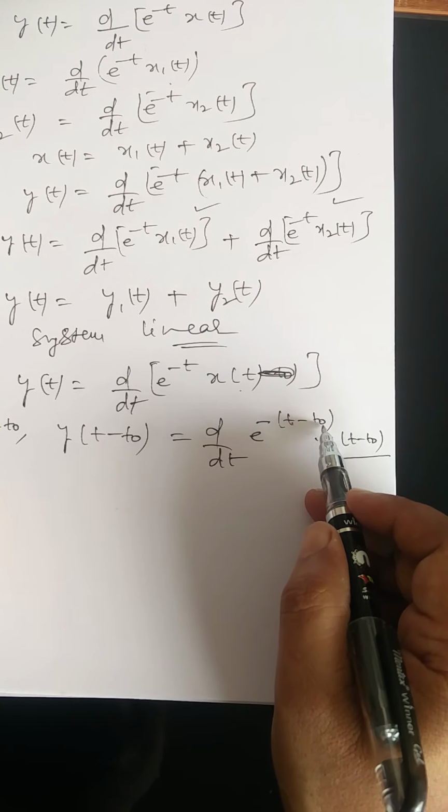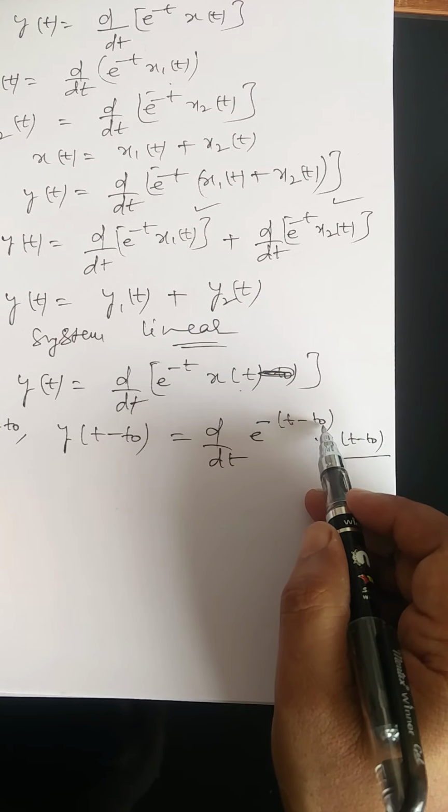Next, is it memory or memoryless? Here it depends only on the present values of the input. That is, y of t is equal to differentiation of e to the power of minus t into x of t. If I take t equal to 1, y of 1 is equal to differentiation of e to the power of minus 1 into x of 1. It depends only on the present values of the input, and it is a memoryless system. Next, is it causal or non-causal? The output depends only on the present value of the input. It does not depend on future values of the input, and it is a causal system.